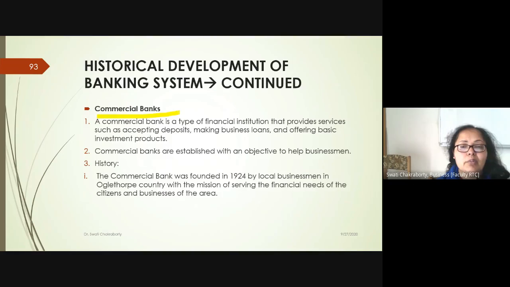Next is commercial banks. It's also a type of financial institution which provides services like accepting deposits, making business loans, and offering basic investment products. Basically, it was established with the object to help businessmen, right? It first came up in 1924, started by local businessmen in Oglethorpe County, right, with the main idea of serving the financial needs of the citizens and businesses of that area.